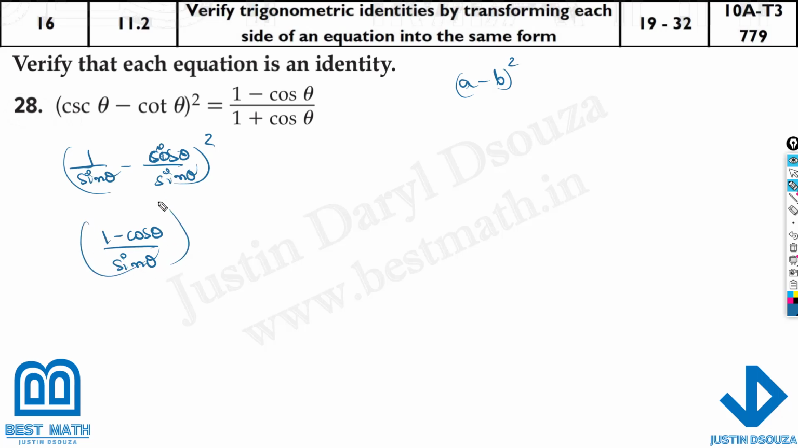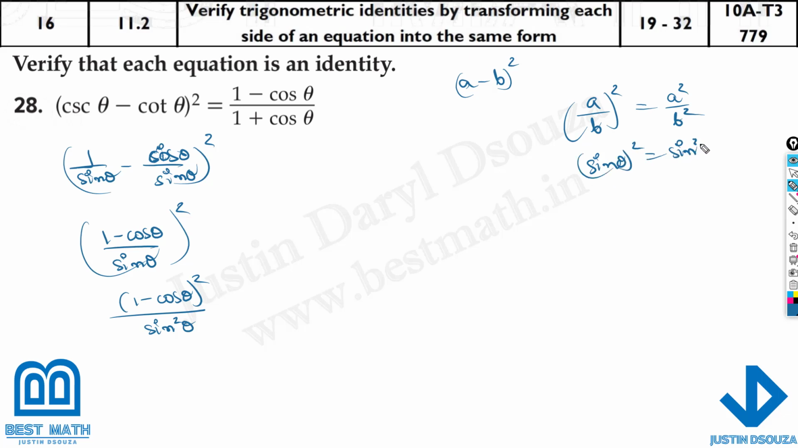Okay, now what else can we do? We can split, no, this is already done. This is the whole square. Now, how about I split the square? How can I split the square? For the numerator and the denominator. See now, (a by b) the whole square, what happens? a squared by b squared, right? Same thing. I'll just split the square. It'll be (1 minus cosine theta) the whole squared, by sine squared theta. Why? Because this denominator also is power 2. Whenever we have sine theta the whole power 2, it is equal to sine squared theta. We just write it over here for the sine. When it's the whole thing, we just write sine squared theta.